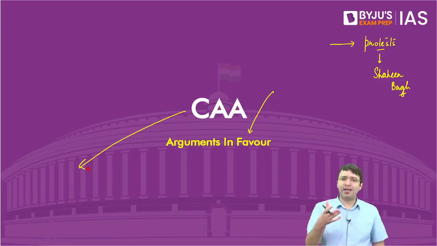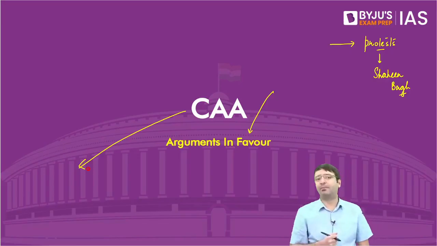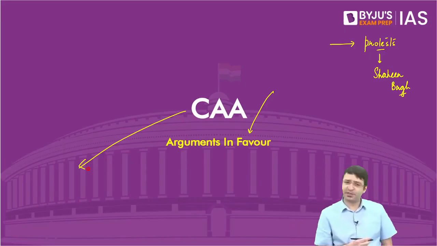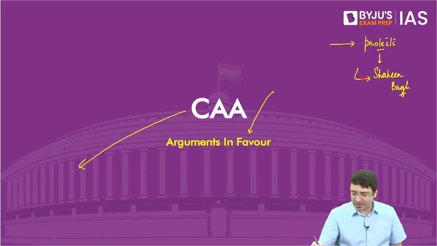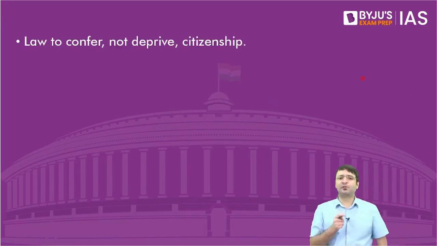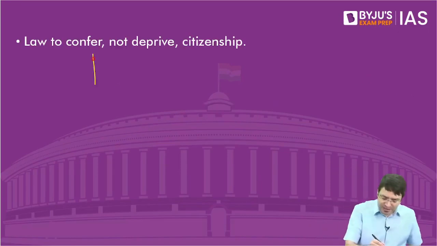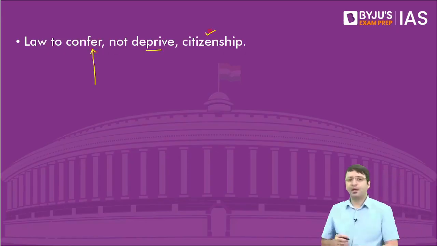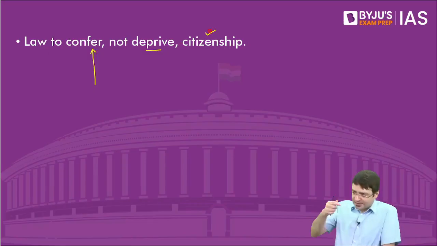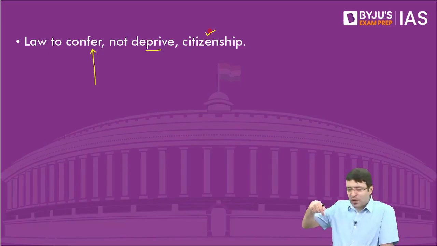These protests only ended when the COVID-19 pandemic started in India. Otherwise, these protests continued for a long time, particularly in Delhi at Shaheen Bagh, led by Muslim women. But this is a law to confer citizenship, not deprive citizenship. For example, does this law at any point in time say that those Indian citizens who are Muslims will no longer be Indian citizens? It doesn't talk about this.